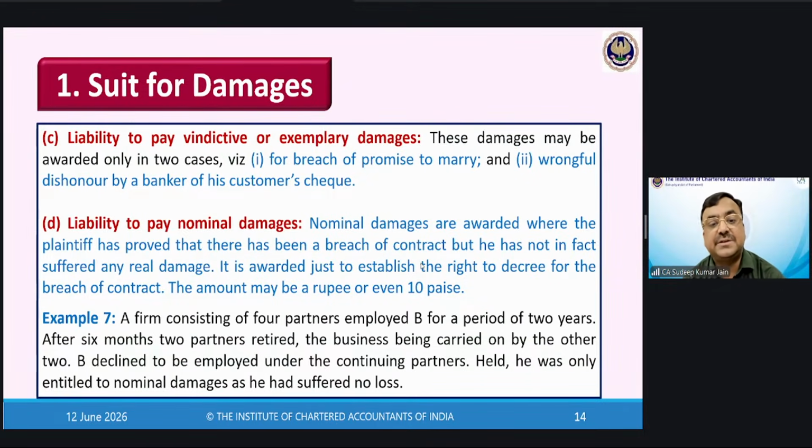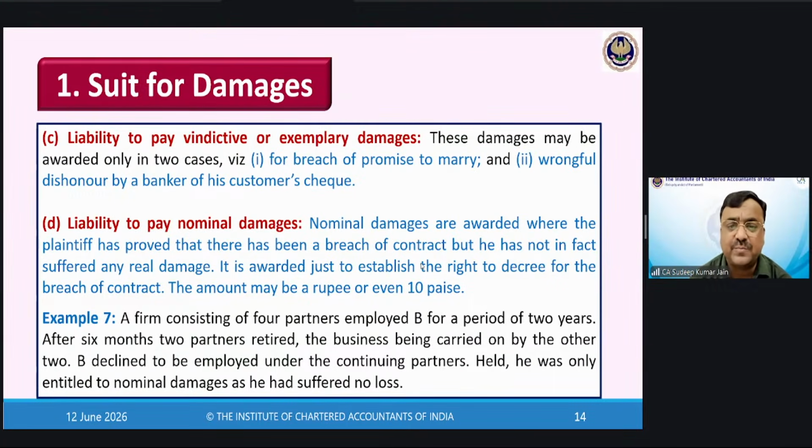A firm consisting of 4 partners employed B for a period of 2 years. After 6 months, 2 partners retired, the business being carried on by the other 2. B declined to be employed under the continuing partners. Held, he was only entitled to nominal damages as he had suffered no loss. What is the case?